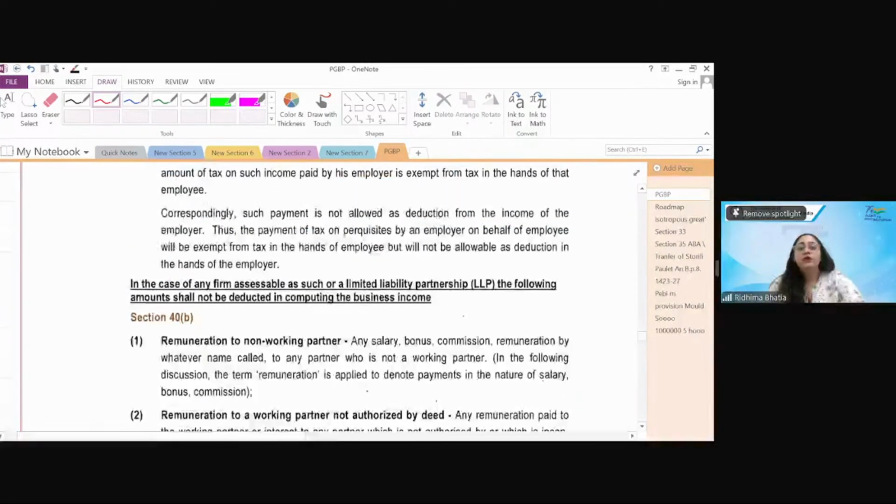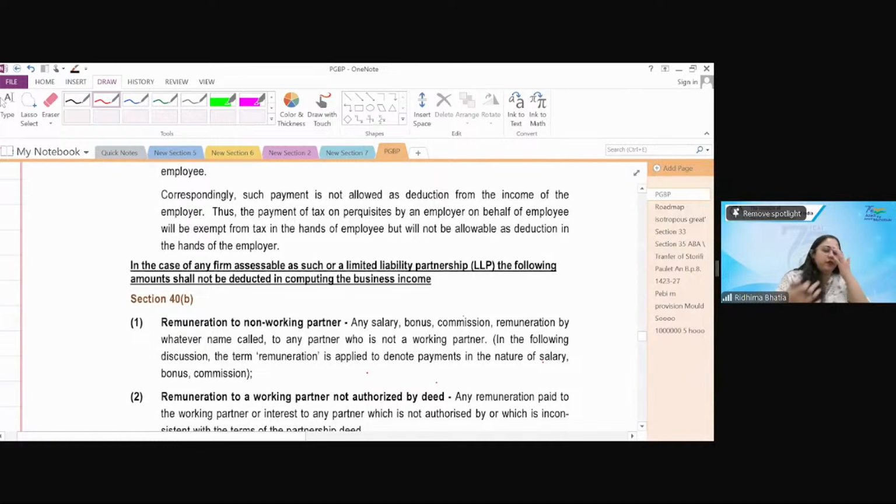Very good. Now we'll move to the deduction which is strictly for the firms or your LLP. Firms or LLP, which is in regard to salary paid to partners, etc. Now this is very interesting. Let's begin.